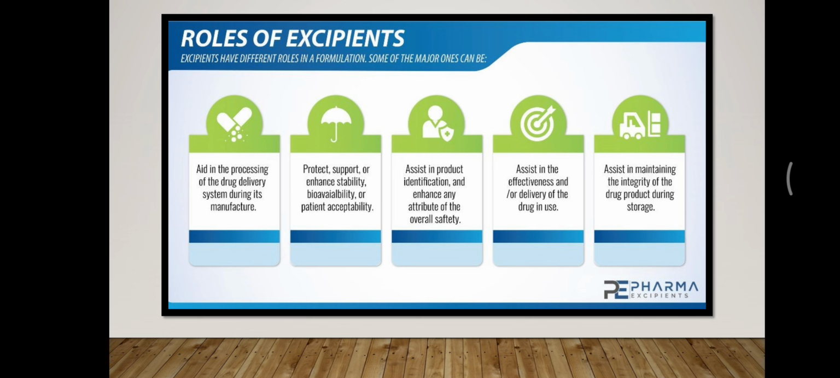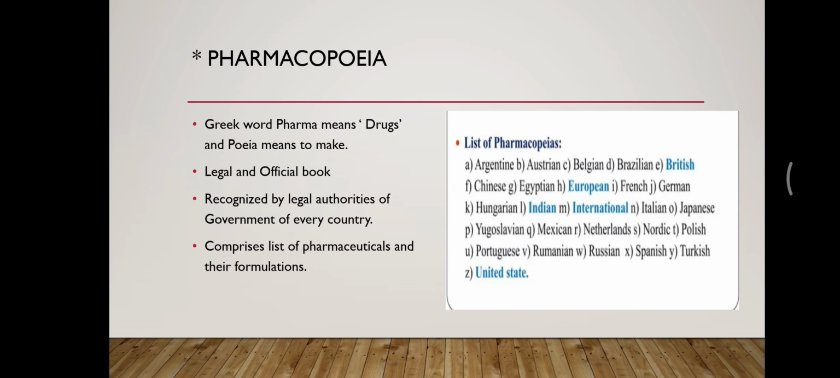That means it does not interfere with the drug interaction and thus can maintain the integrity during the drug storage. Now let's see the different pharmacopoeias. Now what is the pharmacopoeia? It is the legal book, you can say, which comprises the list of pharmaceuticals and their formulation.